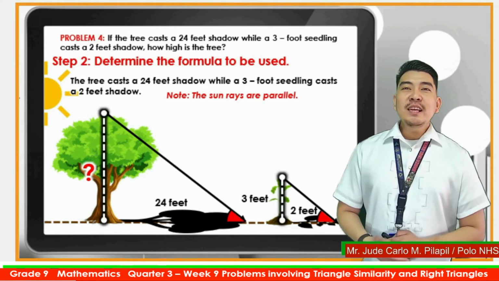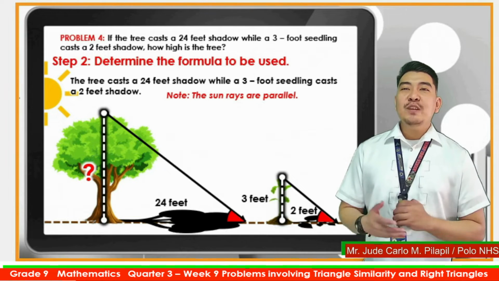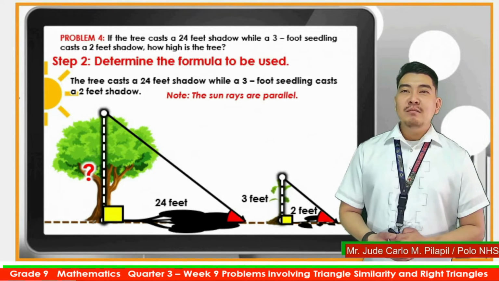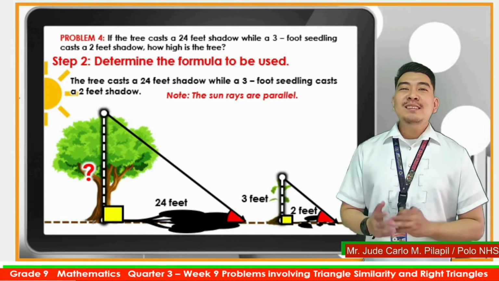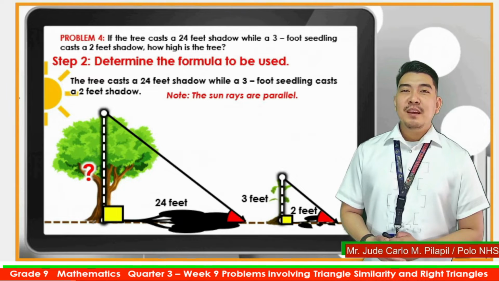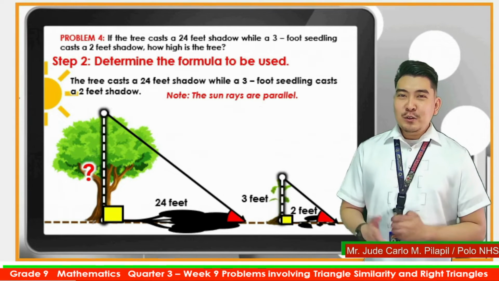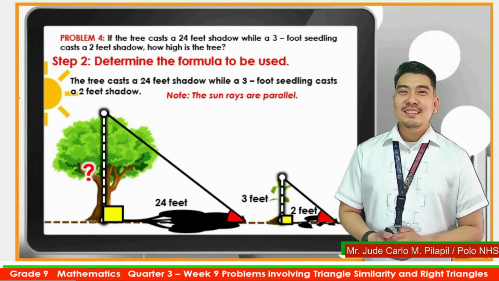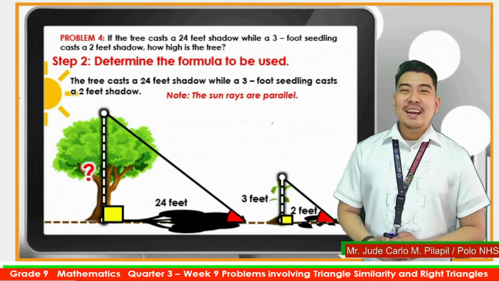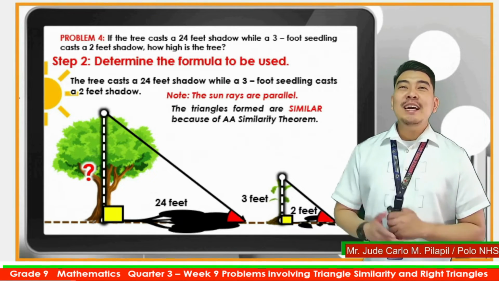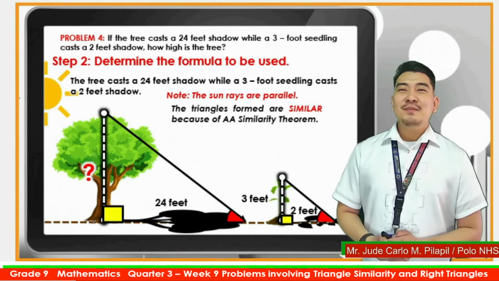Also, the vertical distance or the height of the tree and the seedling form right angles with the ground, hence forming the second pair of congruent angles, since all right angles are congruent. Now, are the two triangles similar? Why? That's correct. Using the AA similarity theorem, the two triangles are similar.